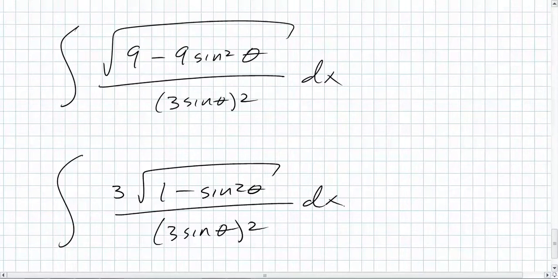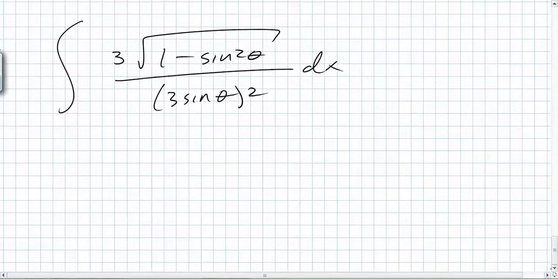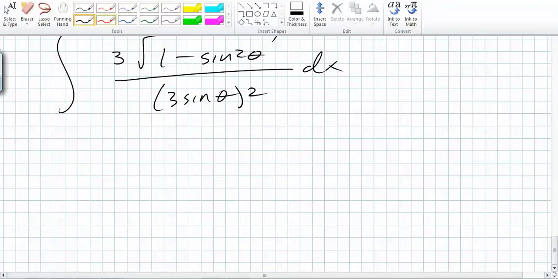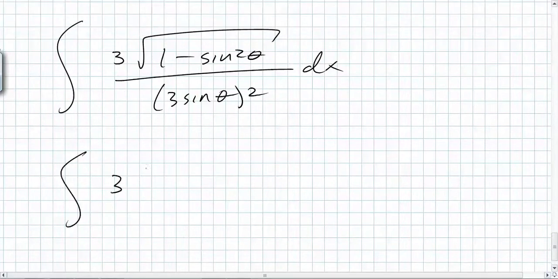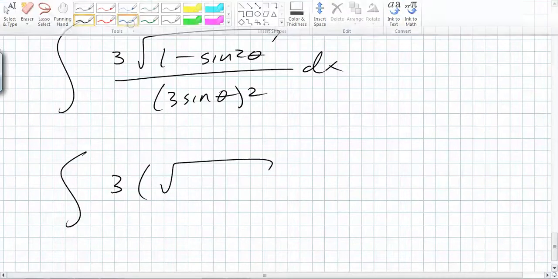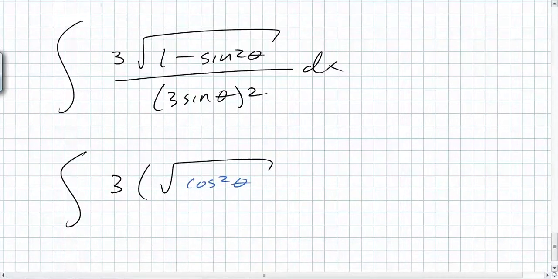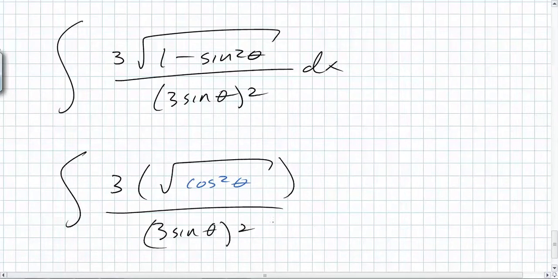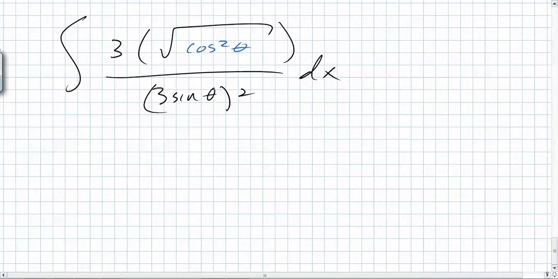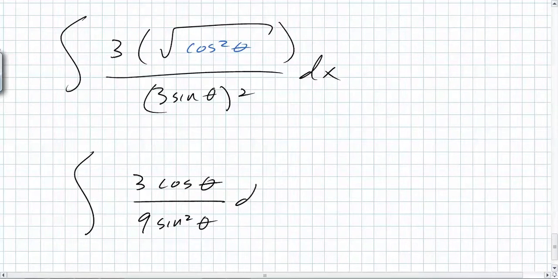We're still in dx. We haven't taken care of that problem yet. But what's the nice thing that happens now? Cosine squared pops in. So now we have the integral of 3 times the square root of cosine squared theta all over the same thing here. But what's the cool thing that happens? Oh, it's a square root of that. So what are we left with? 3 cosine theta over 9 sine squared theta dx. We can't really go anywhere yet because we have a mismatch of variables.